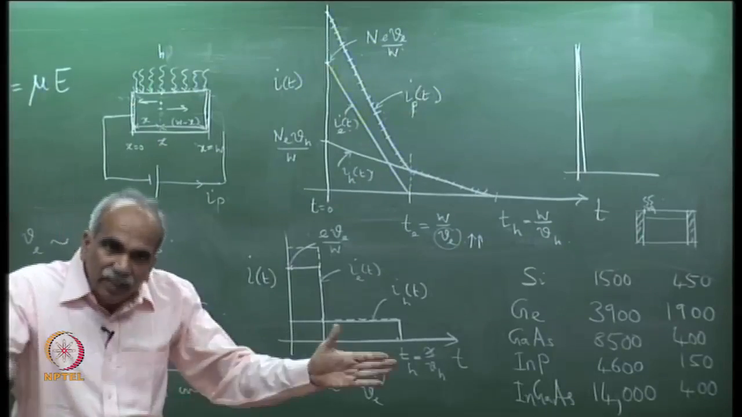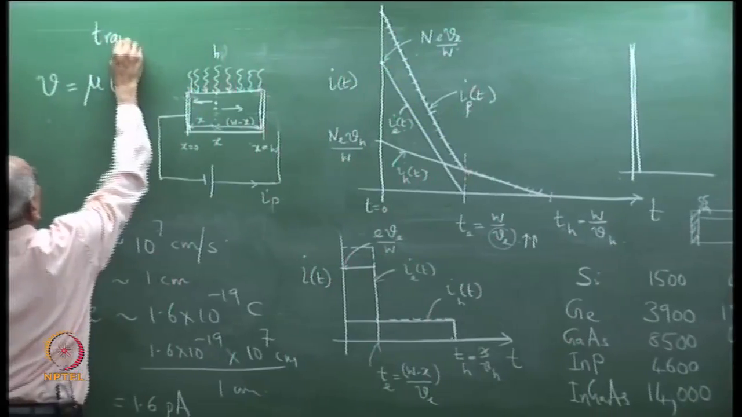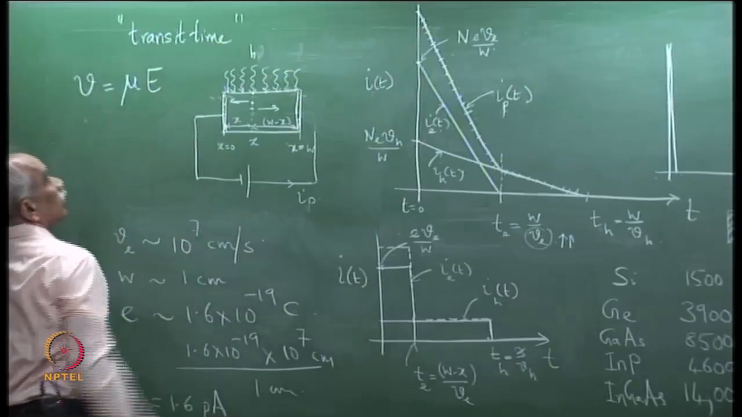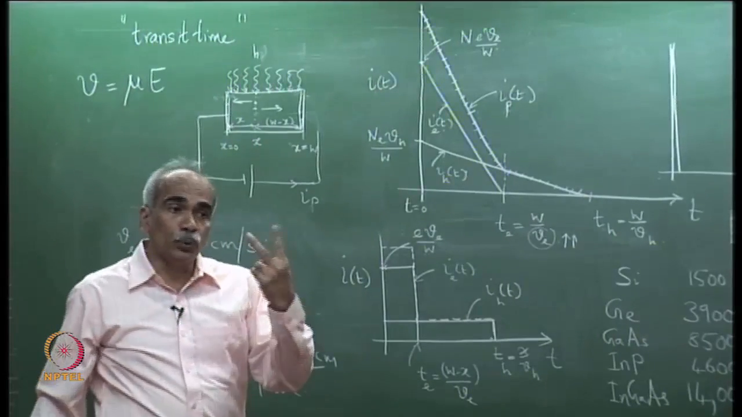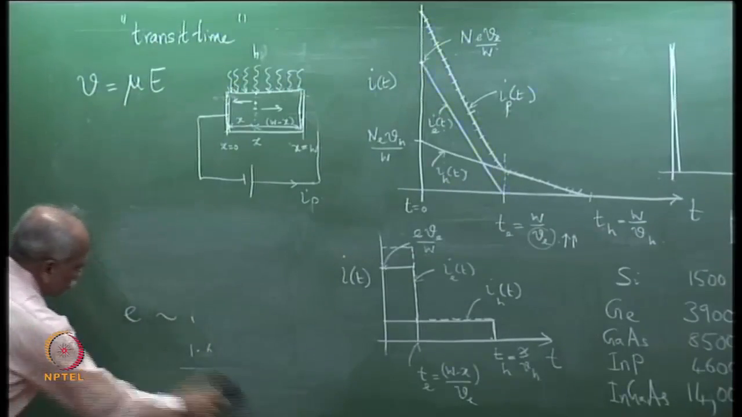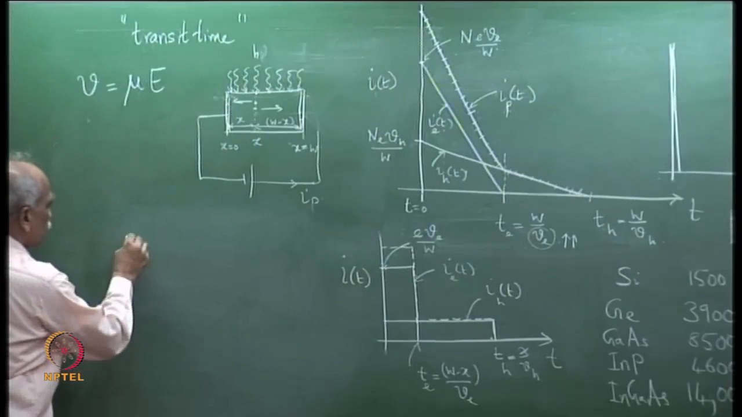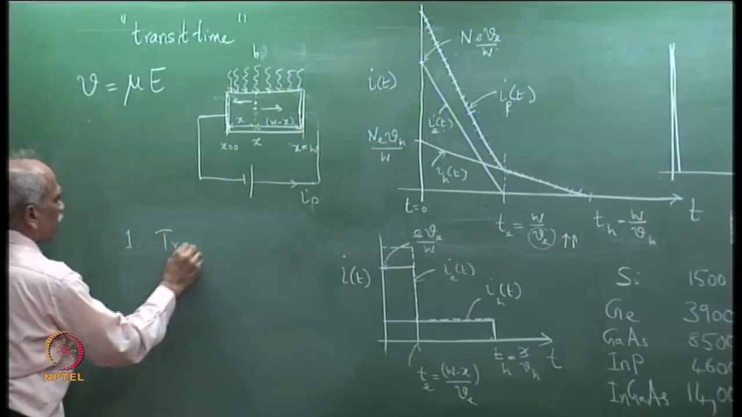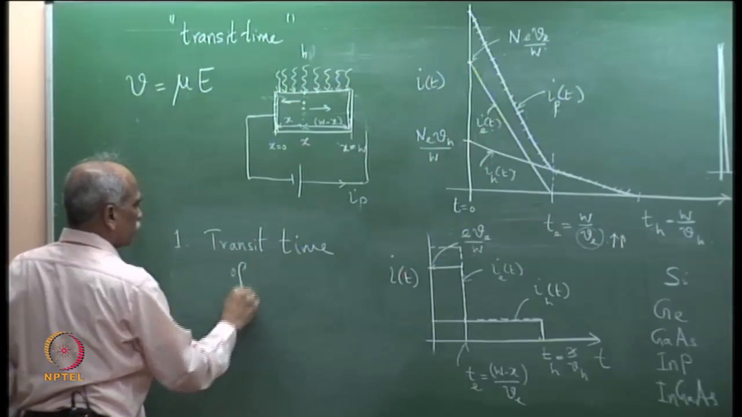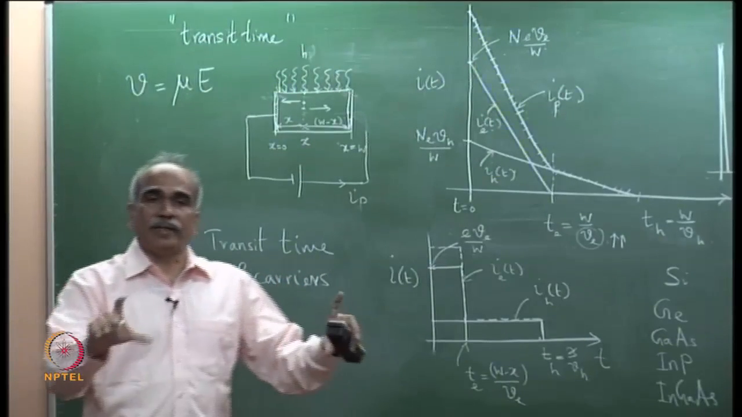We are looking at transit time considerations. So, this is impulse response looking at transit time. The impulse response is determined by two factors. One, the transit time of carriers. What we have been discussing is the transit time spread.